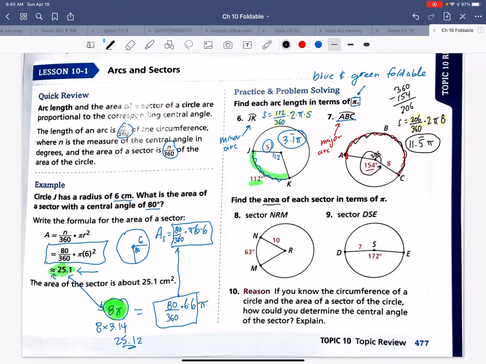Now to find the area in terms of pi. So once again, just like our foldables, we're just going to not multiply by pi. Leave that last step undone. And they're asking for the sector, which is the area of this piece. Here they want the sector DSE.